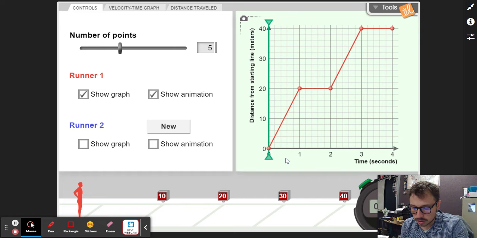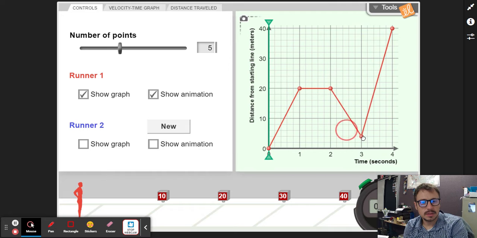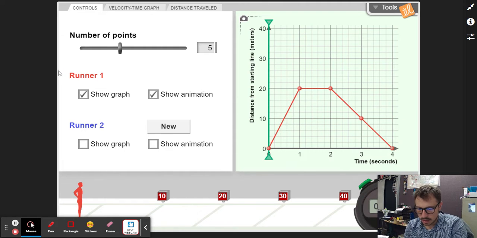From time 2 seconds to 4 seconds, runner 1 runs back to the starting line. All right, so I can manipulate this. Well, that's 3 seconds, so I need, in the next 2 seconds, for it to go down there, and I can put that right there. So it runs back to the starting line. Then we're looking at this graph and we're answering the questions.